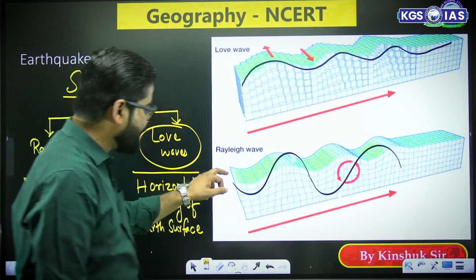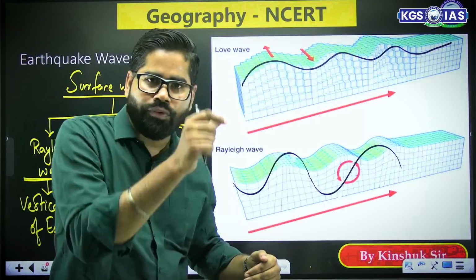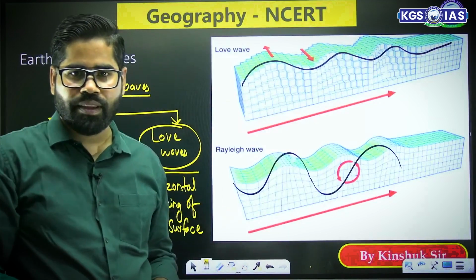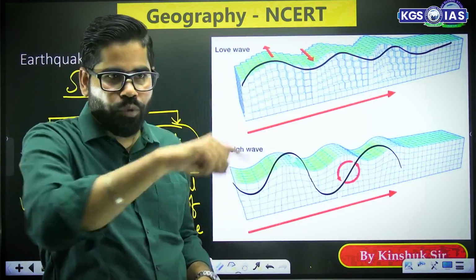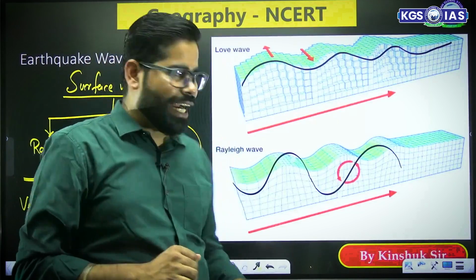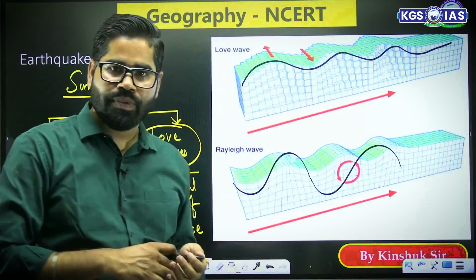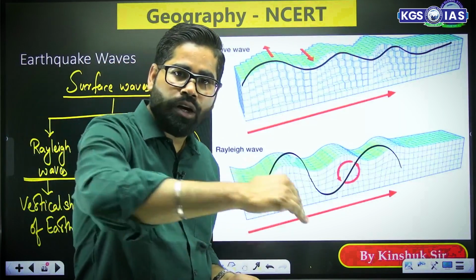So you can see this. Here the earth crust is having this clockwise-like movement. It is moving like this. The surface will go up and down. So that is the Rayleigh waves. And then there are the Love waves. The waves are moving in a horizontal manner.